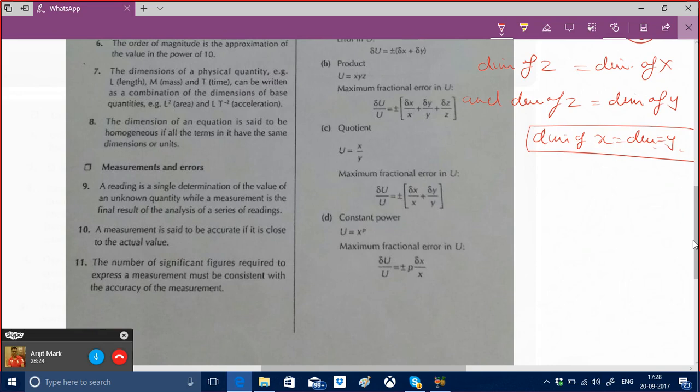Accuracy is totally based on the real value. You can also understand accuracy through efficiency. Suppose we are using any machine.